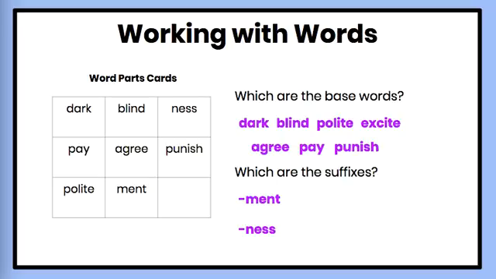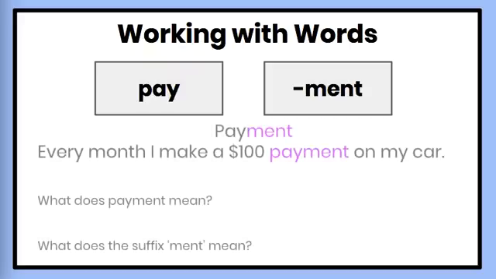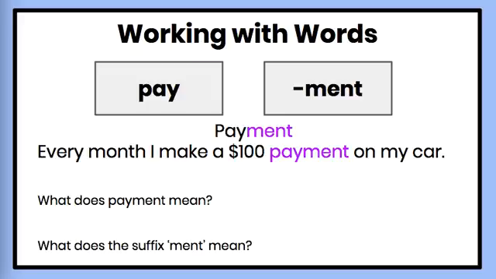Let's do some more work with our base words and suffixes. So let's look at the suffixes ment and ness. I wonder how these suffixes change the meaning of base words. Let's try to figure it out by using the suffix ment and the base word pay. I'll pull these word part cards down and put them together to make a new word. Read the word to yourself and think about what it means.